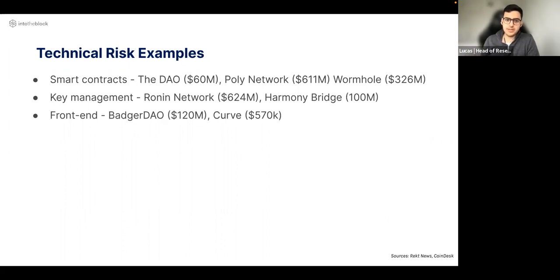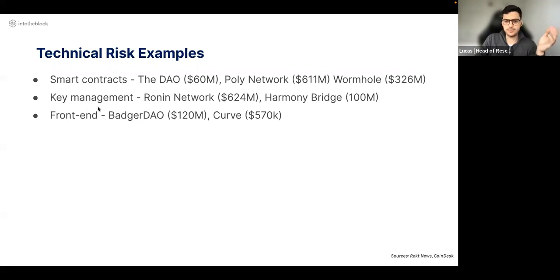And there's more complex types of smart contract exploits, such as those that Poly Network and Wormhole went through, that led to almost $1 billion loss in between those two.